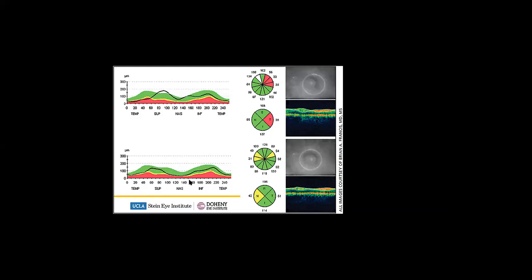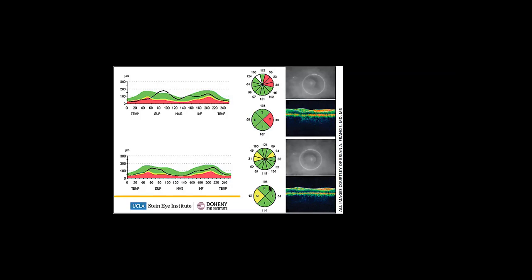Similarly, in the left eye, you see that the superior temporal, all the zones are in the green zone. See, the black line is the patient's measurement, and the green, yellow, and red are the normative database that is already there in the machine. The black line is for the patient. So if you look at the left eye, the black line comes in the yellow area. That means it is borderline in the nasal zone. So the nasal quadrant is in the yellow, that is, borderline thinning is seen.